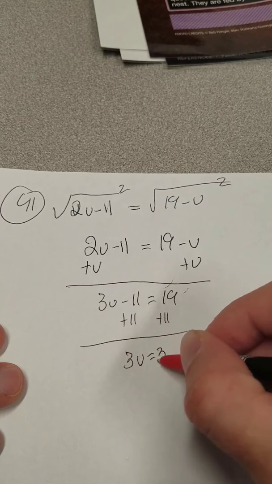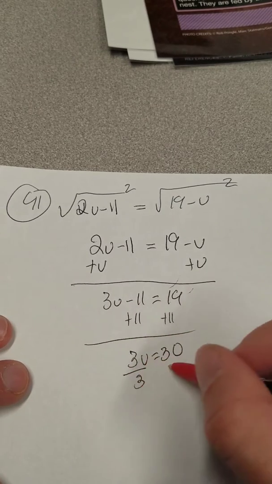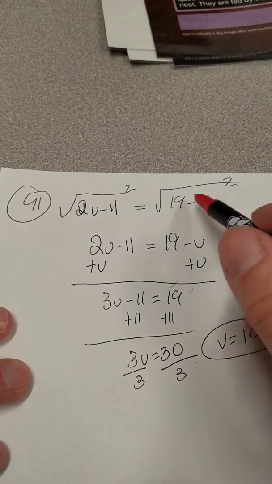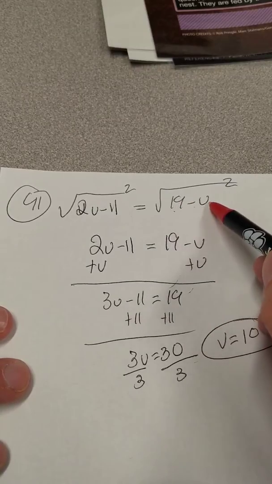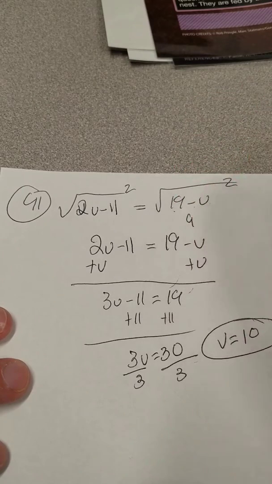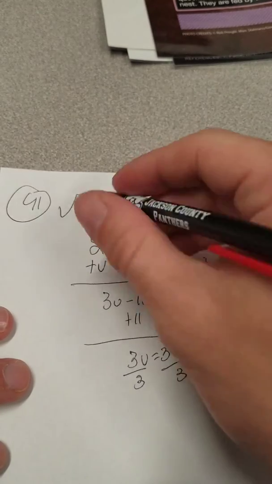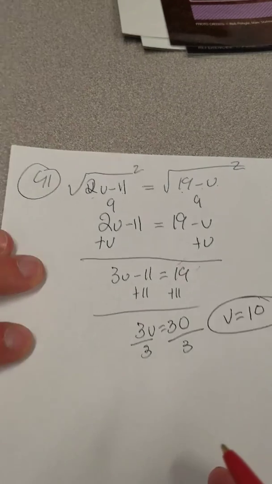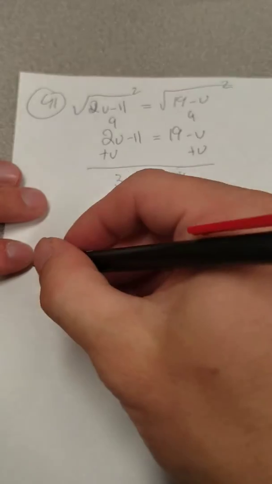3v equals 30. Divide by 3. V equals 10. Okay, plug it back in to make sure it works. 19 minus 10 is a 9 there. 20 minus 11 is a 9 there. Everything's good, so now we can move on.